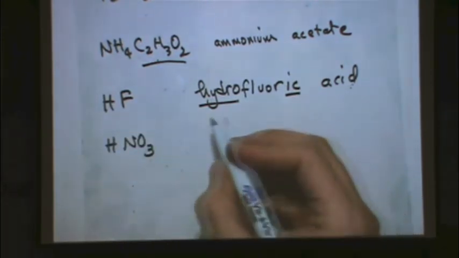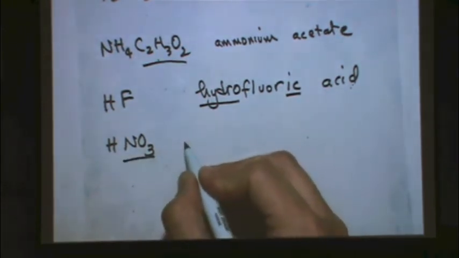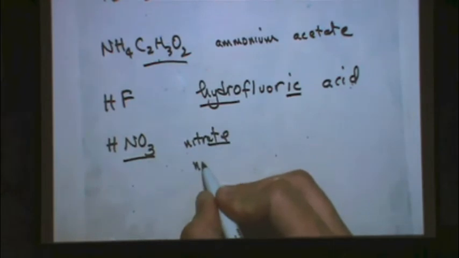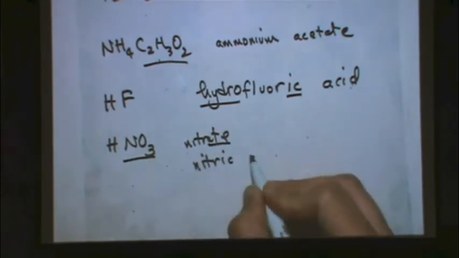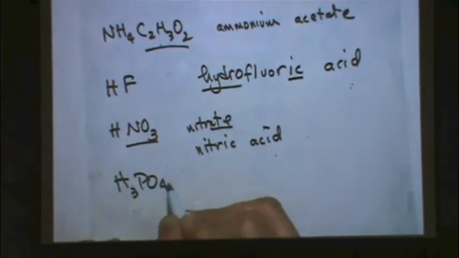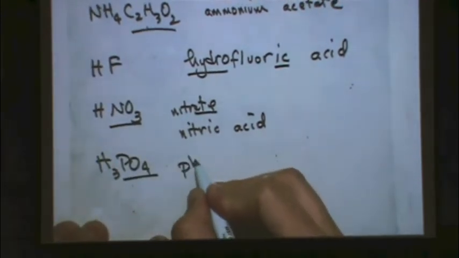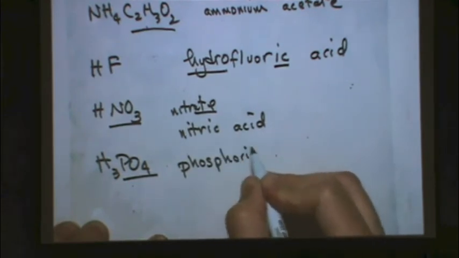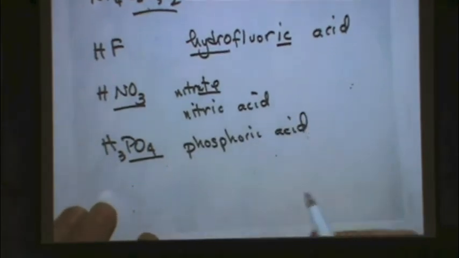So here you have multiple atoms, then you have to name this, it's a nitrate. So the ate changes into an ic, nitric acid. Or if you have something like H3PO4, this is phosphoric acid because it comes from the phosphate. Okay? And then there's a whole bunch of possible molecular compounds.